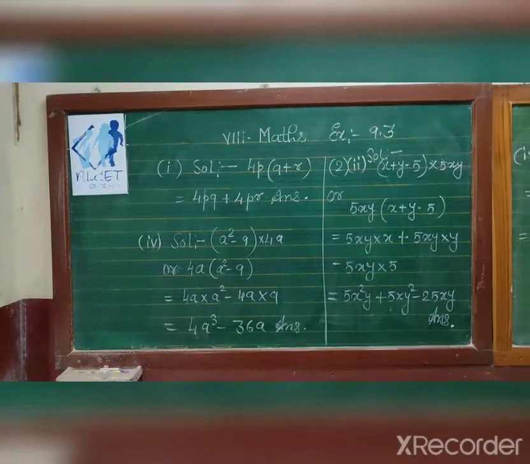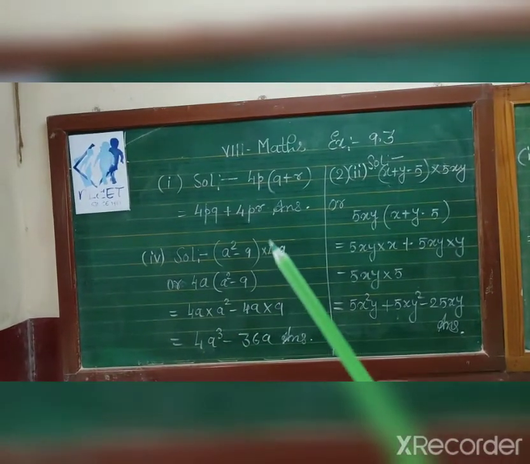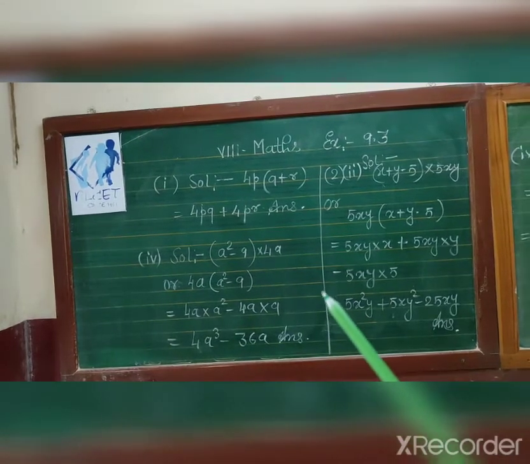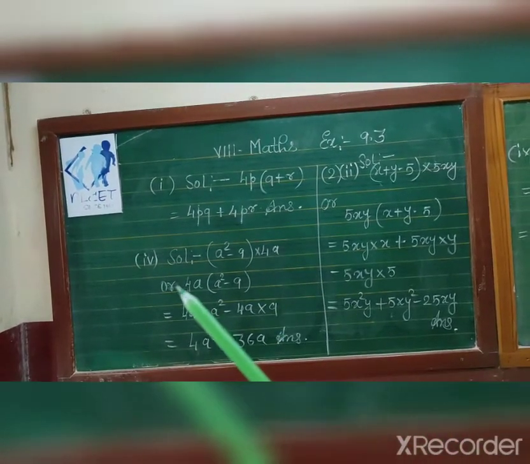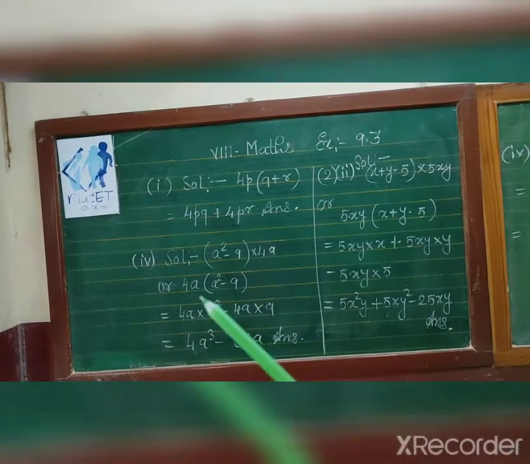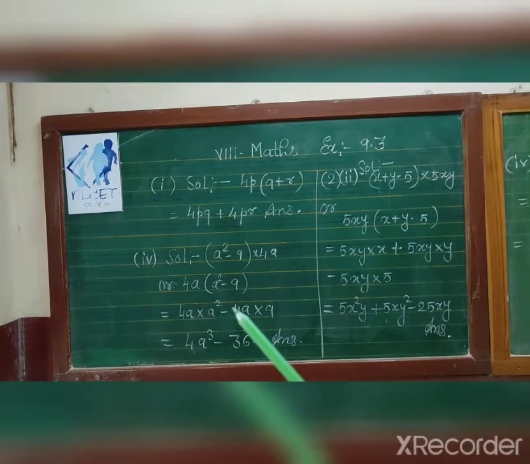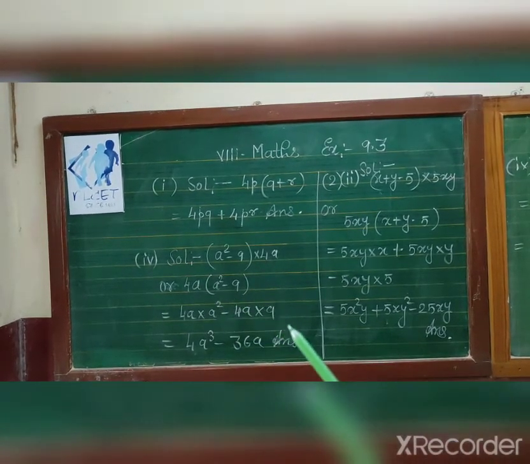Now the fourth question: (a square minus 9) into 4a. We can write the monomial first, so 4a into (a square minus 9). So 4a into a square, the middle sign is minus, then 4a into 9.